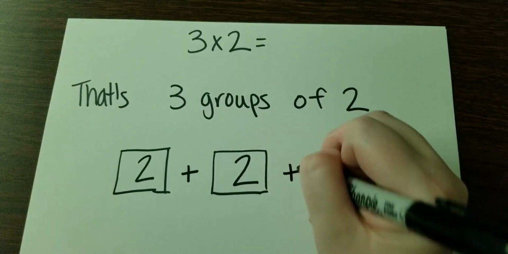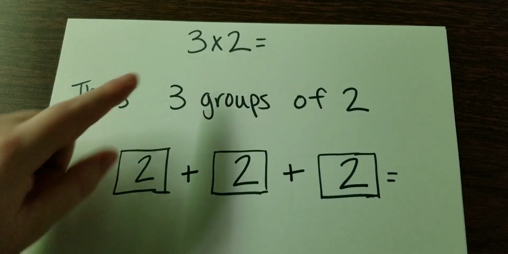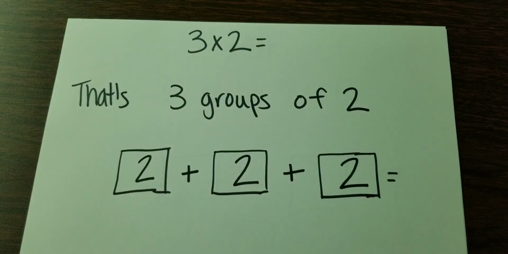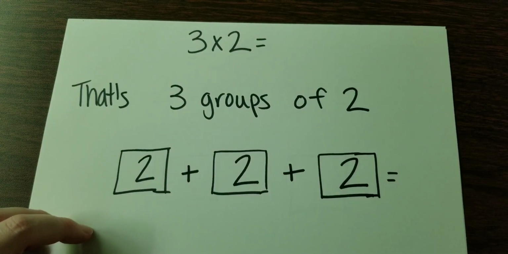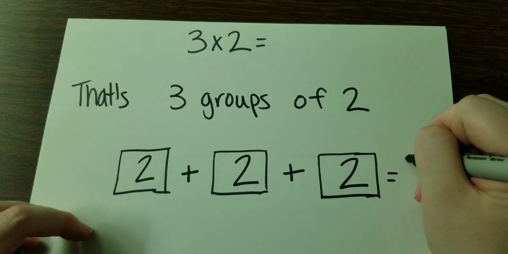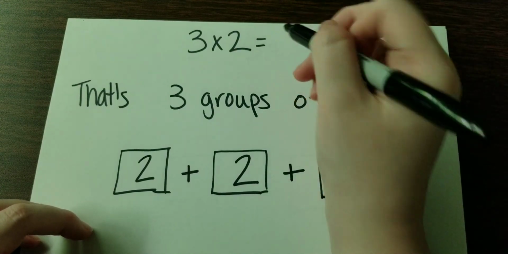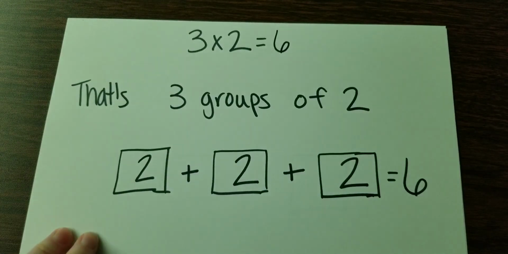If I add plus signs, I have a repeated addition sentence. So multiplication and addition are answering the same question. How many groups of do we have? So 3 times 2, or 2 plus 2 plus 2 can be solved the same way. Now I know how to skip count by 2, so I can solve this quickly. 2, 4, 6. So if 2 plus 2 plus 2 is 6, 3 times 2 is 6.